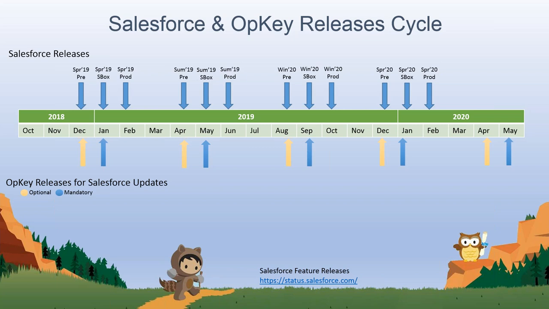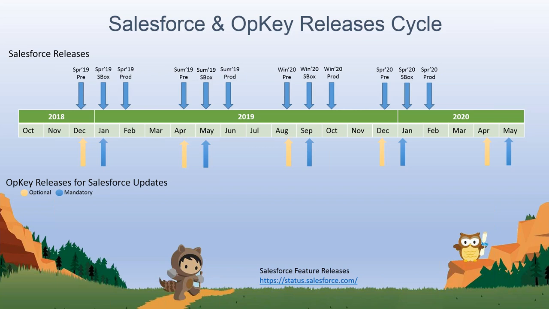And there are some seasonal updates from the Opkey site, which have the new feature requests we received from the customer, or some specific features which we are releasing as part of our internal roadmap. Those are optional updates which users can take if they want to opt in. But with every Salesforce release, the mandatory part is to take the Salesforce plugin so that the existing regression pack will work as is.